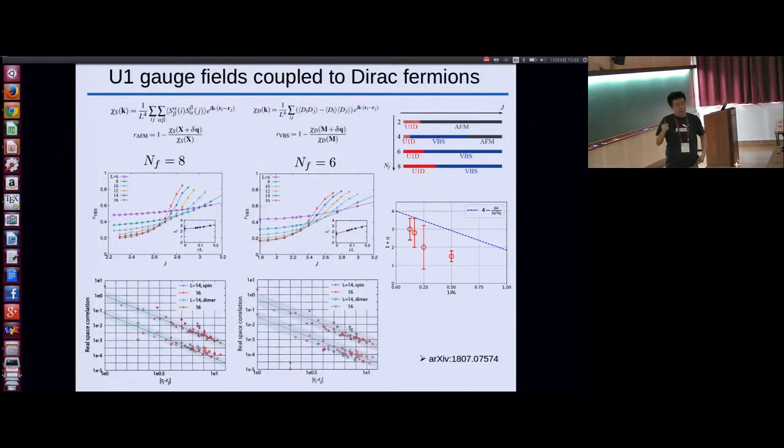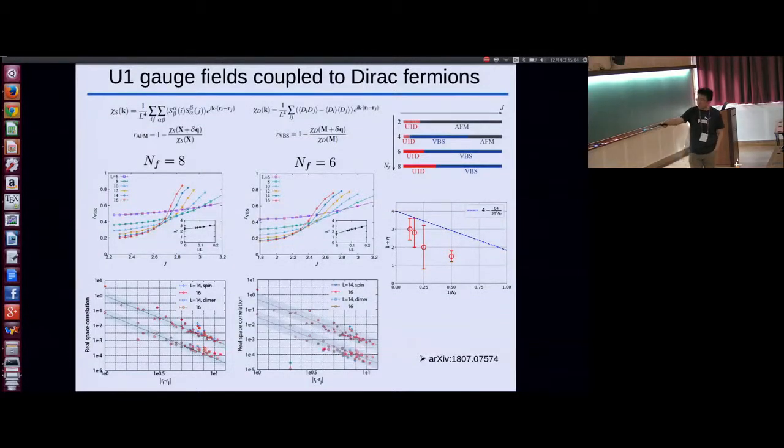So for a free system, like a Dirac system, you wouldn't expect they have the same power, right? Because if the Green's function is 1 over r, the spin-spin will be 1 over r to the power of 4, the dimer-dimer will be 1 over r to the power of 8. They will have different powers. But because this phase is a strongly coupled system, it's not a free system, the prediction was that these two correlations actually have the same slope. And this is what we see. So this is the uniqueness of this phase.